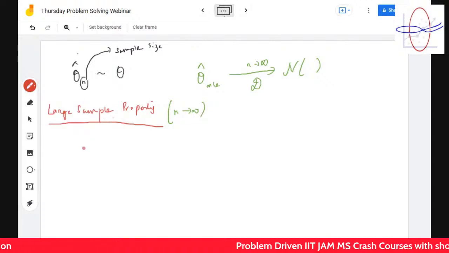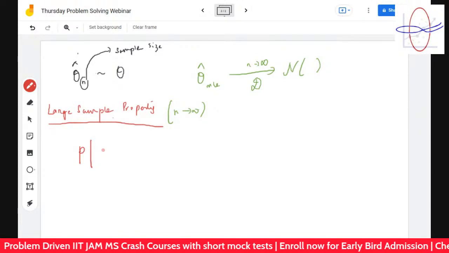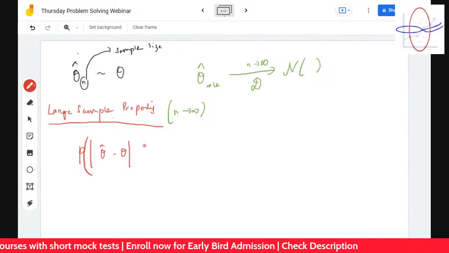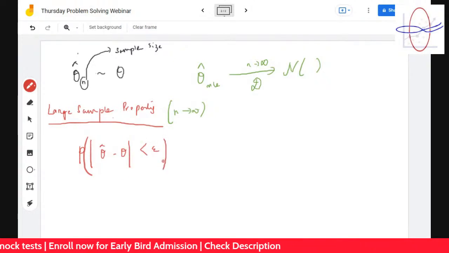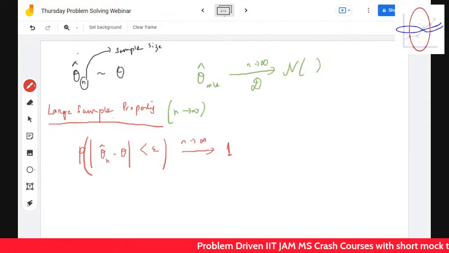The idea that something really good happens can also be denoted by convergence in probability. The probability that theta hat n minus theta, the distance between them, is really small, as n tends to infinity, this probability goes to 1.